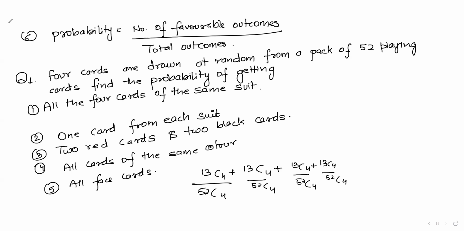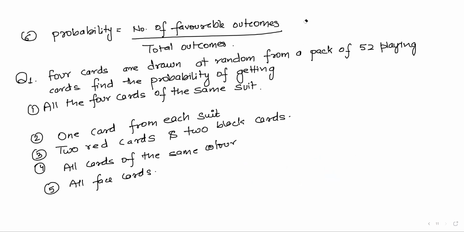Sir, 4 upon 52C2. All cards of the same color. What else? Which card? What else? 4 upon 52C2. Okay, sir. All cards are the same color, right? So my first two colors are black and red. So 26, so black se draw karenge, fir aap red se draw karenge, by 52. See, means the calculation kare to kuch. Yes. Okay. Can you please tell me the fifth one?